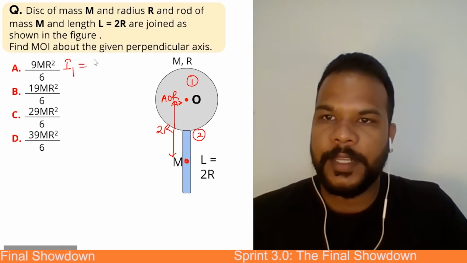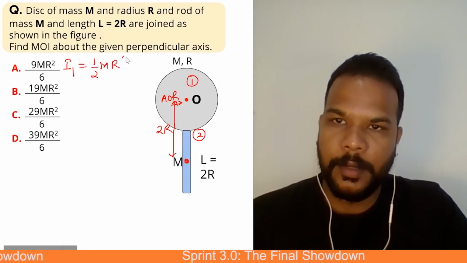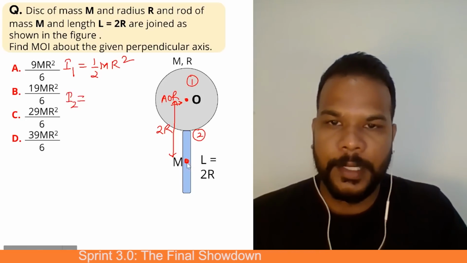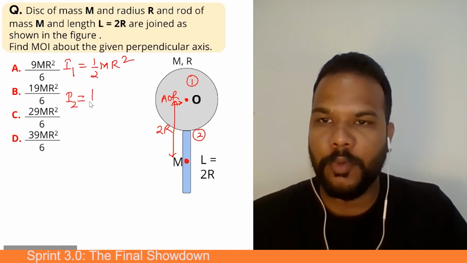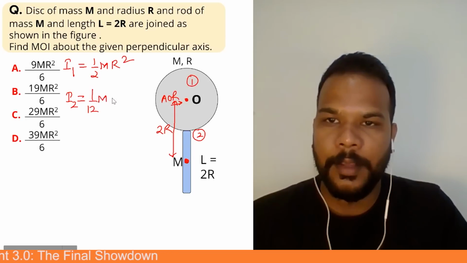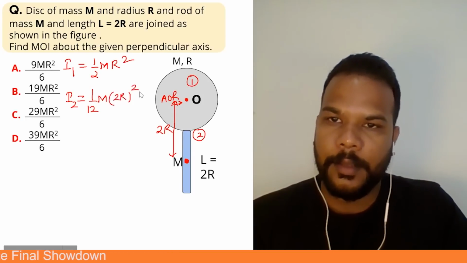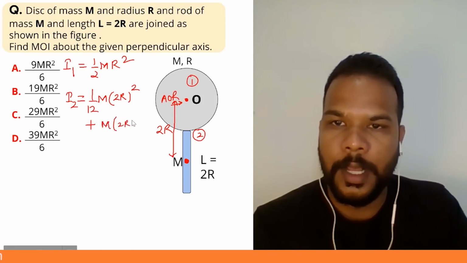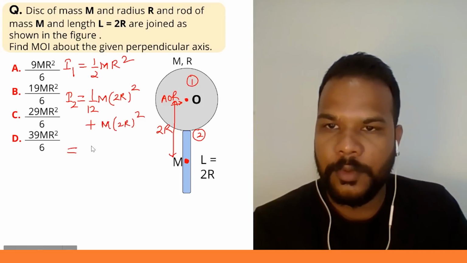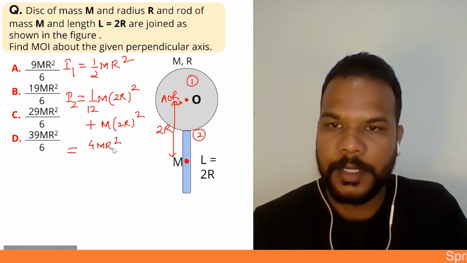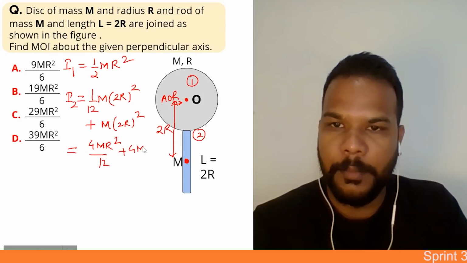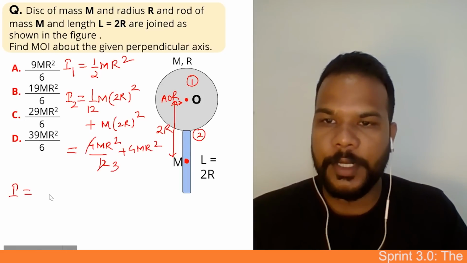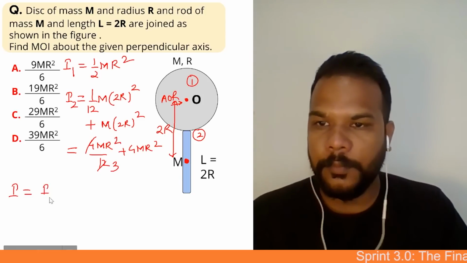So I1 very simply is 1 by 2 MR square. The masses of both are given the same. I2 we will find out: first the moment of inertia about the axis passing through the center of the rod, 1 by 12 ML square, but the value of L is 2R and the axis of rotation is shifted by 2R, so M into (2R) square. This value comes out to be 4 MR square by 12 plus 4 MR square, so this cancels 3 times, so total moment of inertia is I1 plus I2.